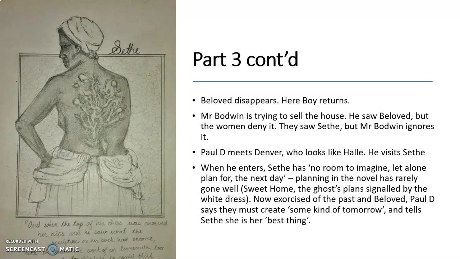And then we have that lovely reconstitutive scene at the end where Sethe has no room to imagine, let alone plan for the next day. So she doesn't really ever plan in the novel, does she? So plans to escape Sweet Home, the ghost's plan with the white dress, all these plans seem to cause damage. So she doesn't plan anymore. But now that the past has been exorcised, Paul D says they should create some kind of tomorrow and tells her that Sethe is her best thing, not Beloved. So, nice happy ending.